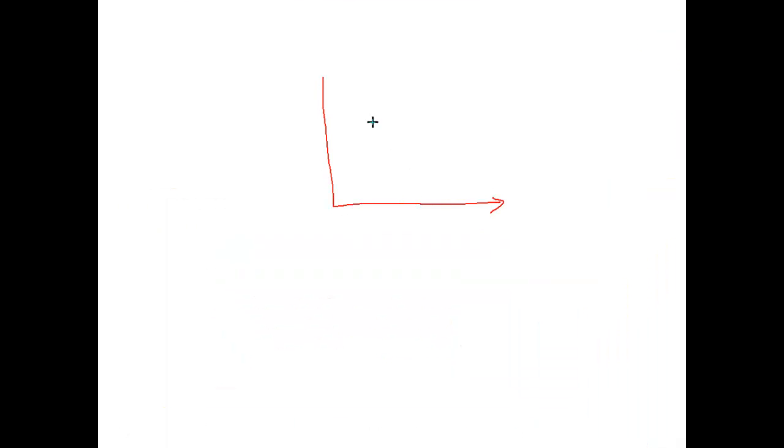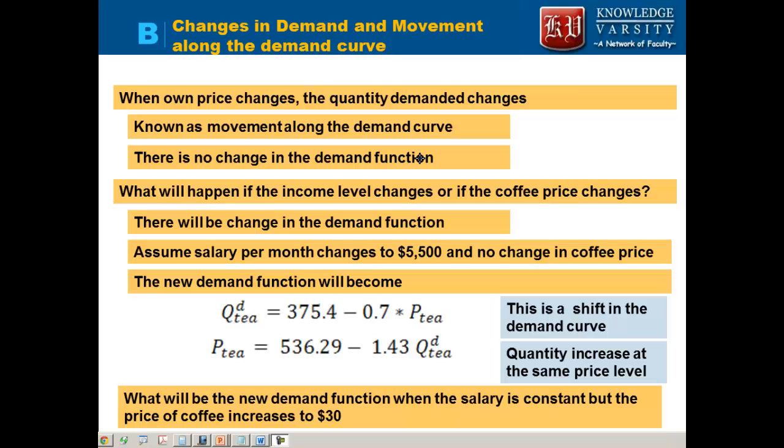So this is your price of tea and this is the quantity demanded, or this was the equation. When the price of tea was, suppose, X amount, it changed to Y amount. So the quantity demanded was Q1 and then you move to another quantity Q2. Here you can see that you are moving along the demand curve. So when the own price changes, it is a movement along the demand curve, right?